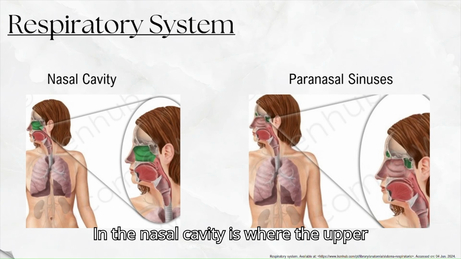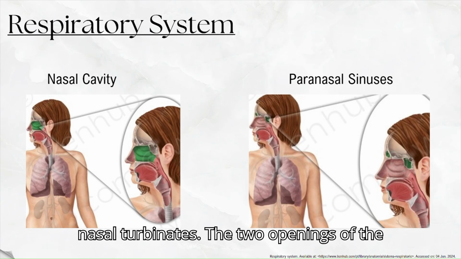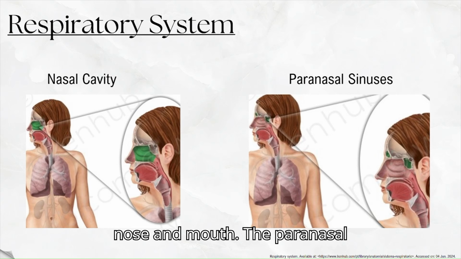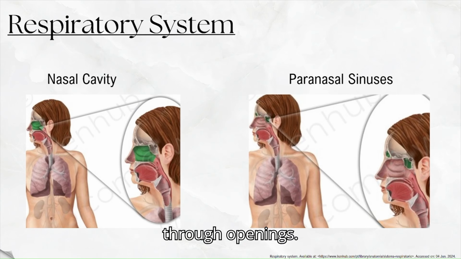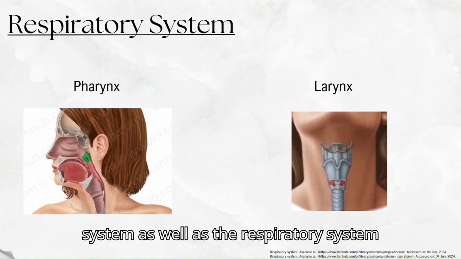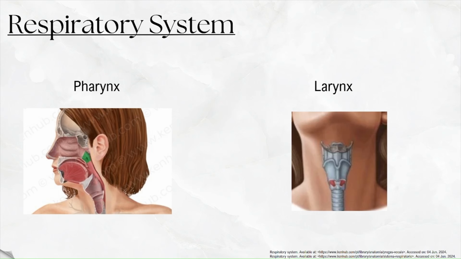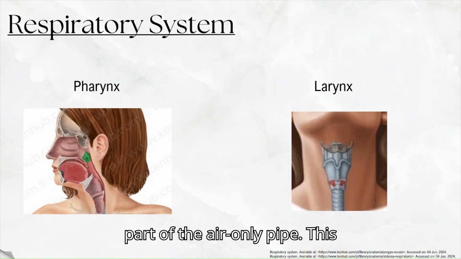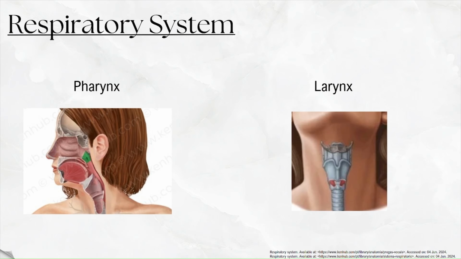The nasal cavity is where the upper tract begins, and this also contains the nasal turbinates. The two openings of the airway, the nasal cavity and the mouth, meet at the pharynx at the back of the nose and mouth. The paranasal sinuses communicate with the nasal cavity through openings. The pharynx is part of the digestive system as well as the respiratory system because it carries both food and air. The larynx, or voice box, is the top part of the air-only pipe. This short tube contains a pair of vocal cords which vibrate to make sounds.